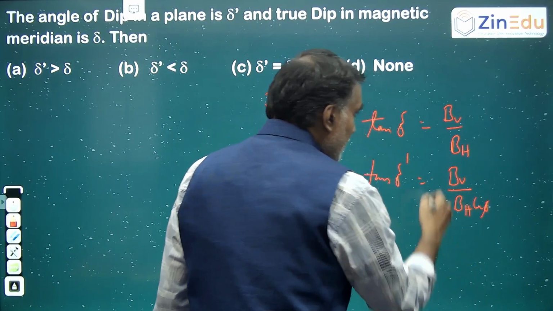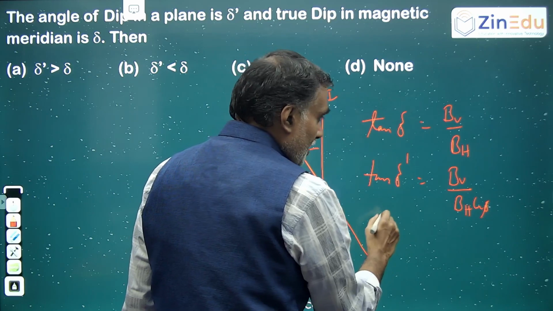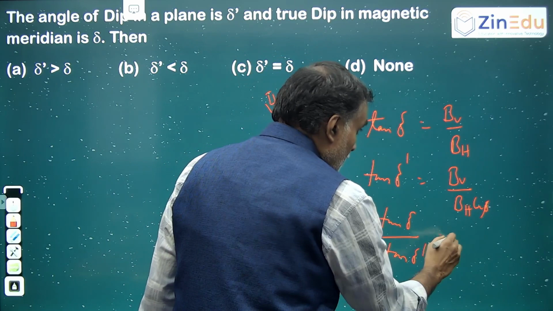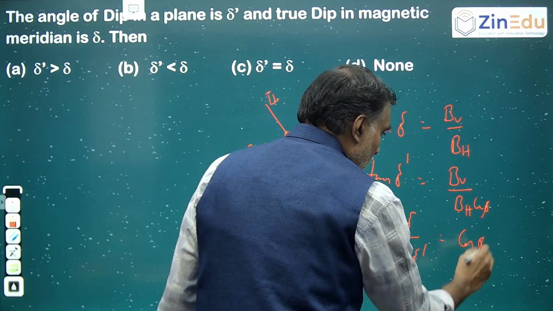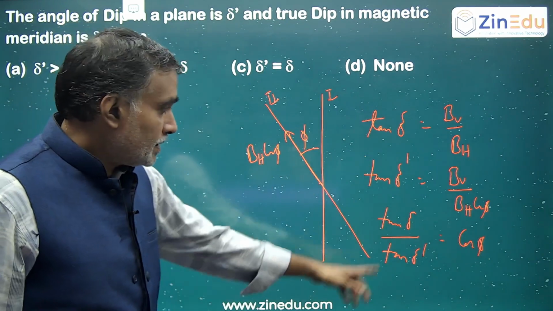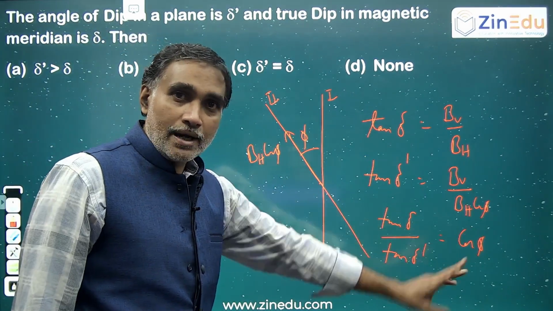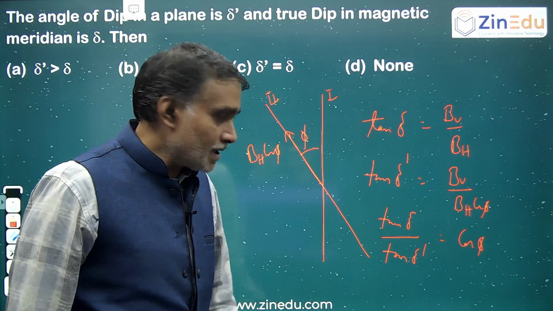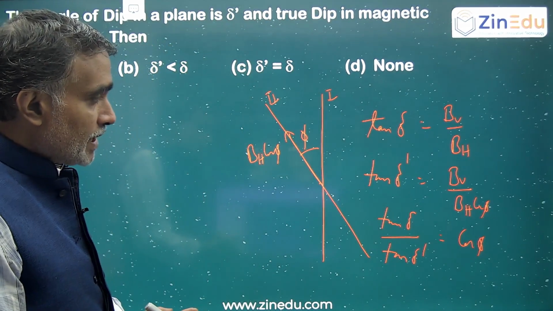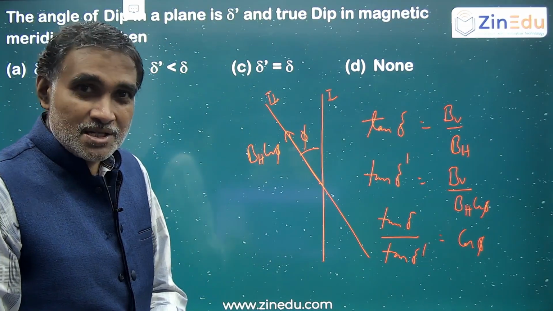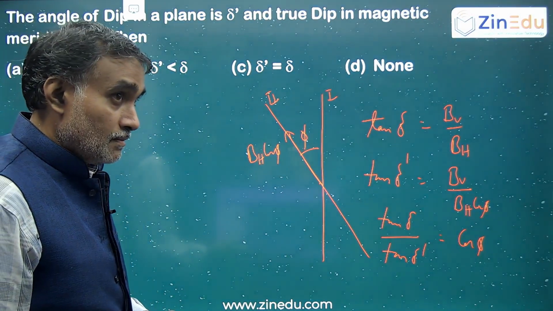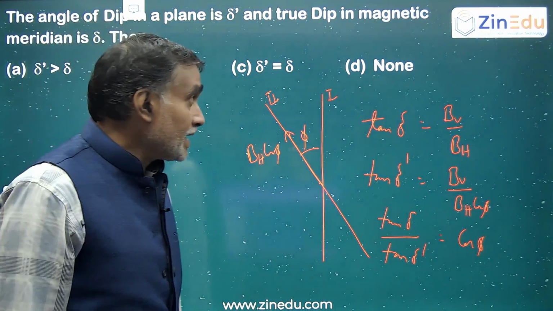If I divide these two equations, tan delta by tan delta prime is equal to cos phi. And if phi is not equal to 0, then tan delta is less than tan delta prime. If phi is equal to 0, it will be equal, otherwise it will be less. So tan delta is equal to tan delta prime into cos phi. So delta is less than delta prime.